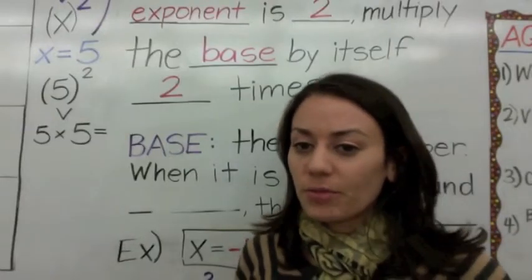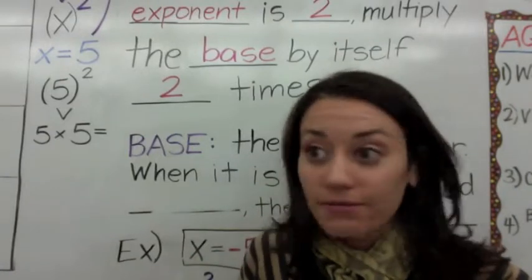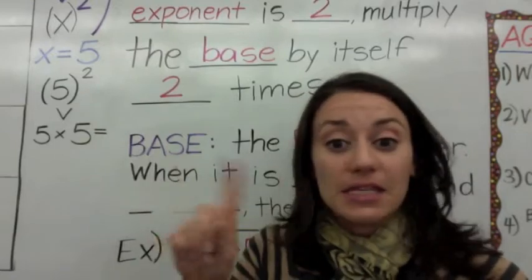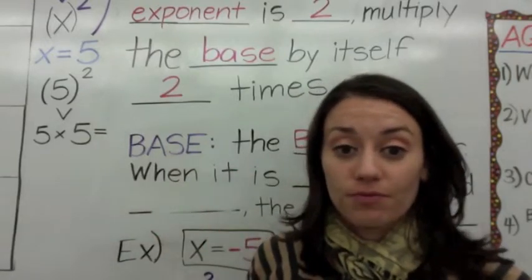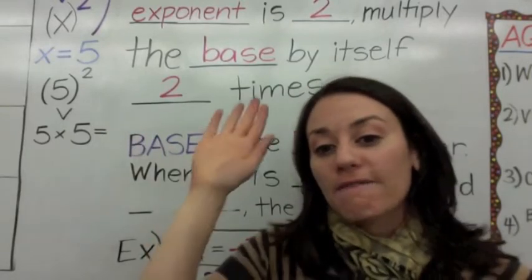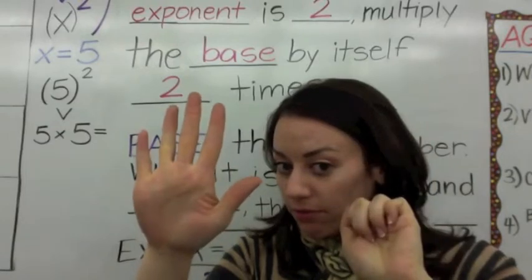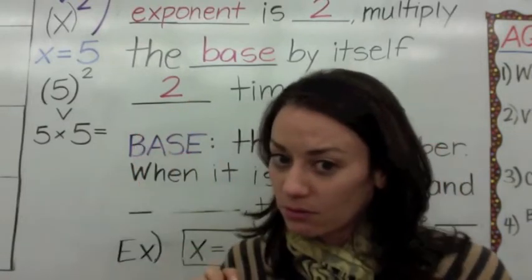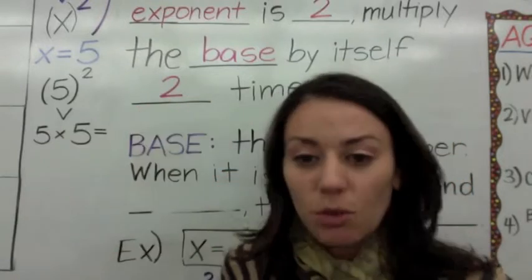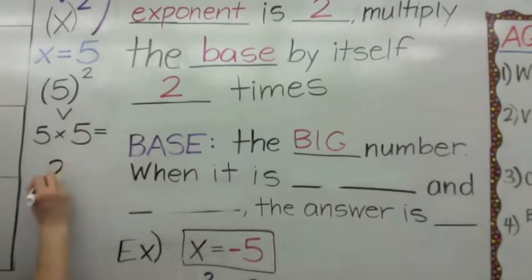Okay, repeat after me. 5 squared is not 5 times 2. That's not what that means. 5 squared means that you're going to multiply 5 by itself 2 times. 5 and 5. There's 2 5s. I don't mean 5 plus 5. You're going to multiply it by itself. So what is 5 times 5 then? 5 times 5 is 25.